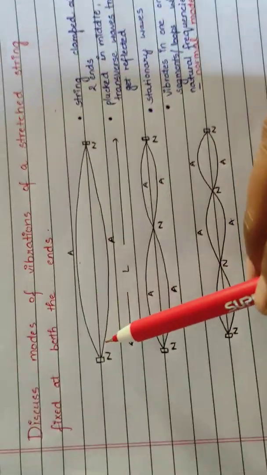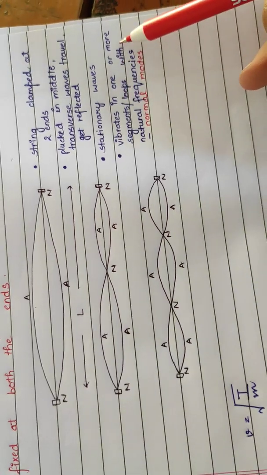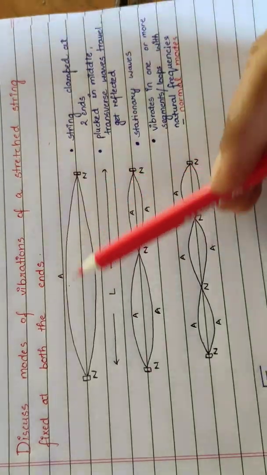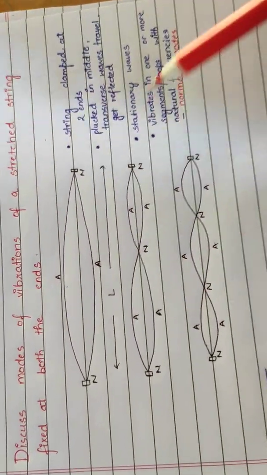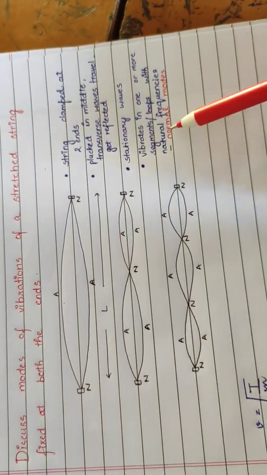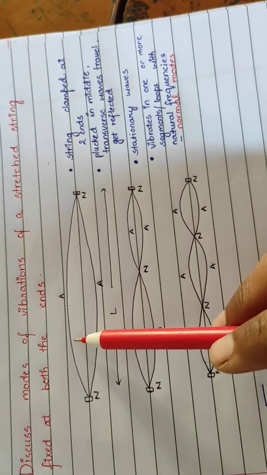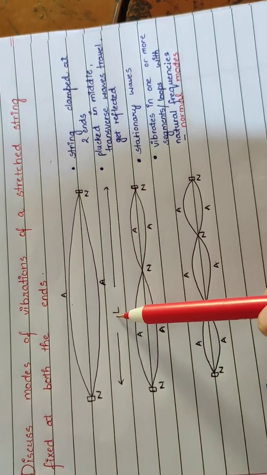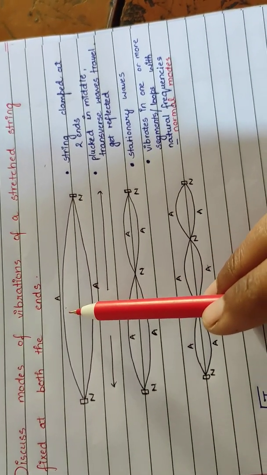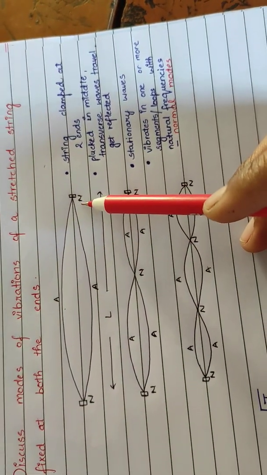Now if we consider the boundary condition, then the string will vibrate in one or more segments, or you can also call these loops, as you can see here. One segment, two segments, three segments, with some natural frequencies, and these natural frequencies are also called normal modes. Now let us suppose we have taken a string of length L, and this string is stretched under tension T, capital T, and let us say that small m is the mass per unit length of this string.